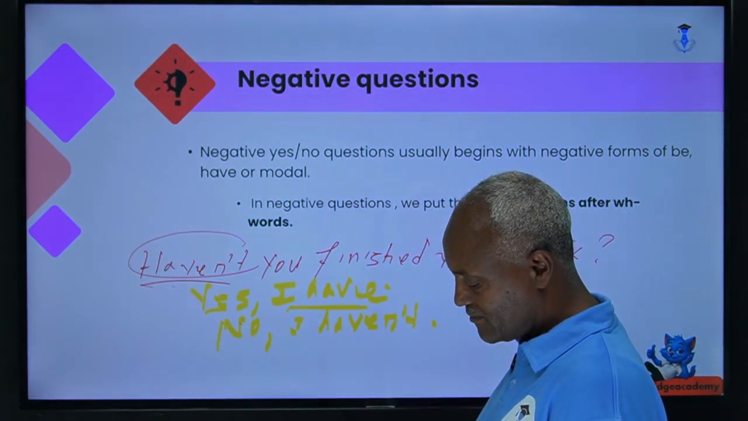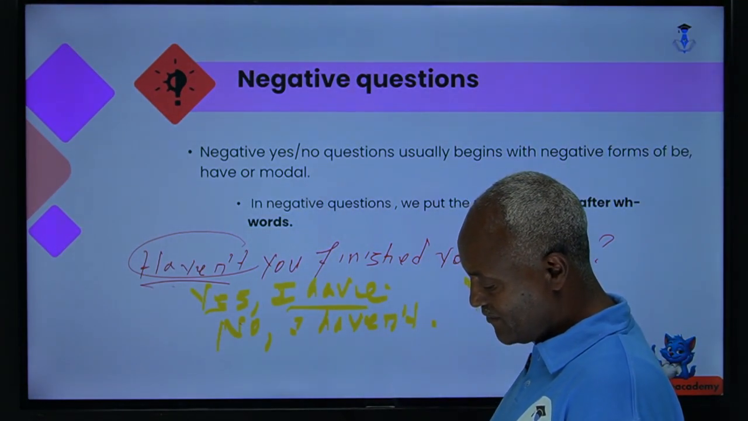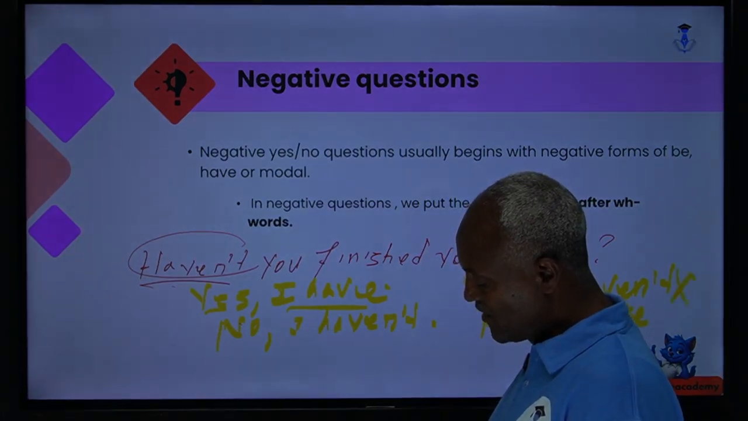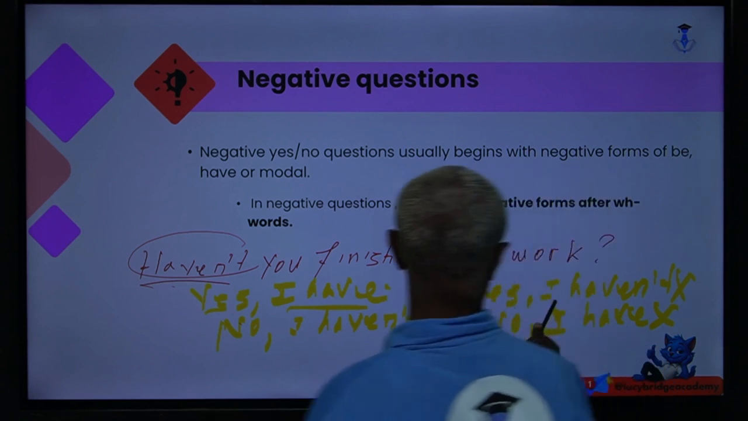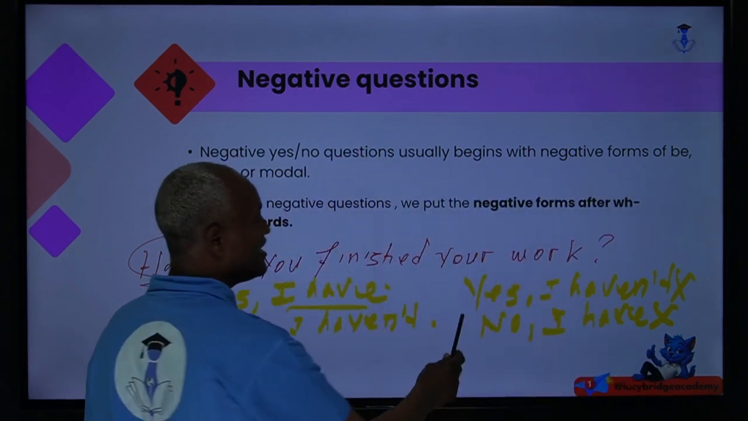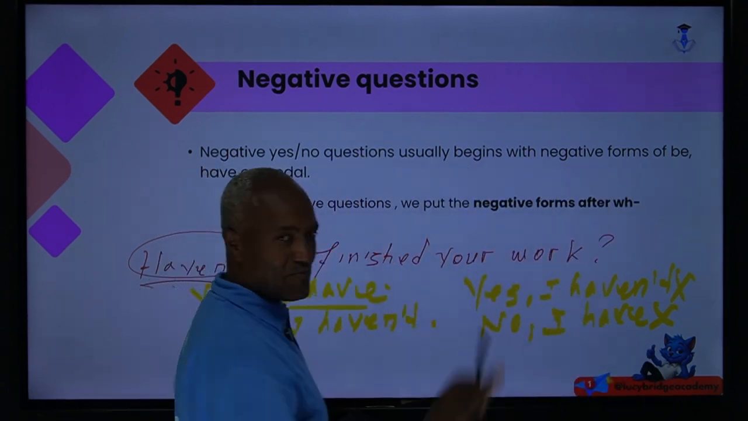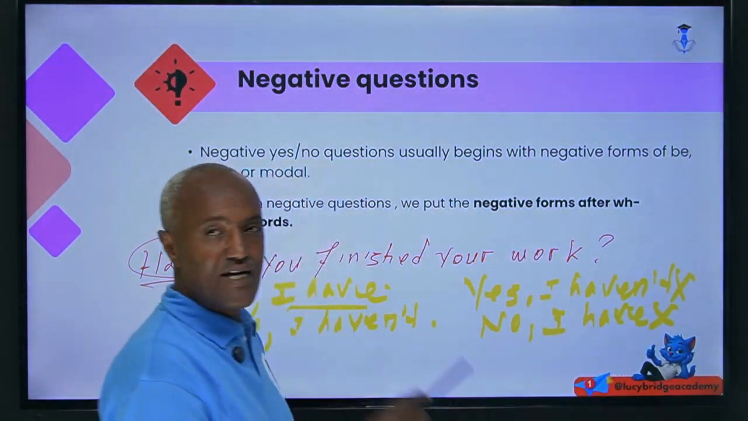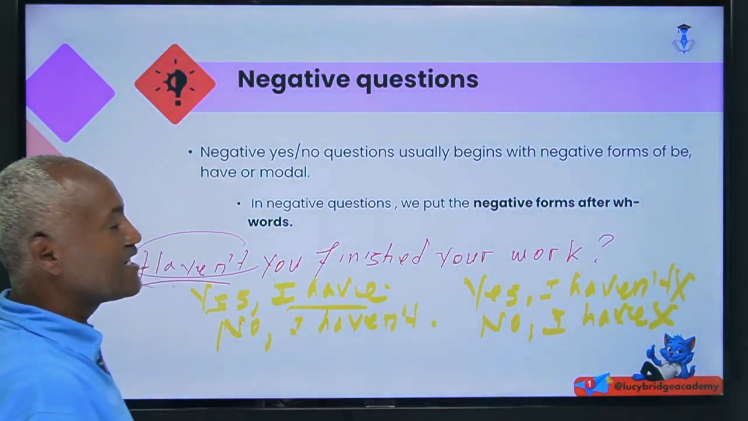Yes, I haven't. No, I have. Totally, this type of writing is wrong. Have you got? Yes, I haven't, we don't say. If we say yes, the next must be positive. This is what we have to remember. If we say no, the next must be negative. If you write like this, that is wrong.